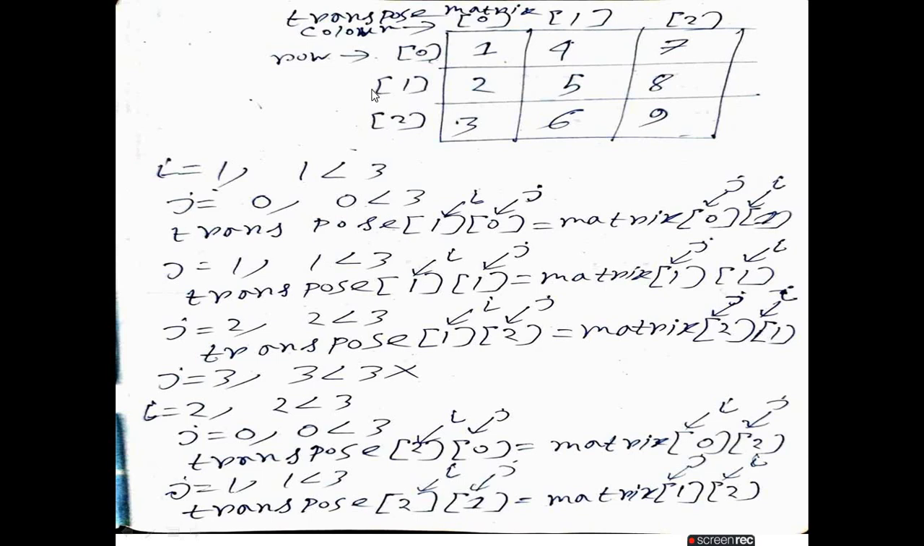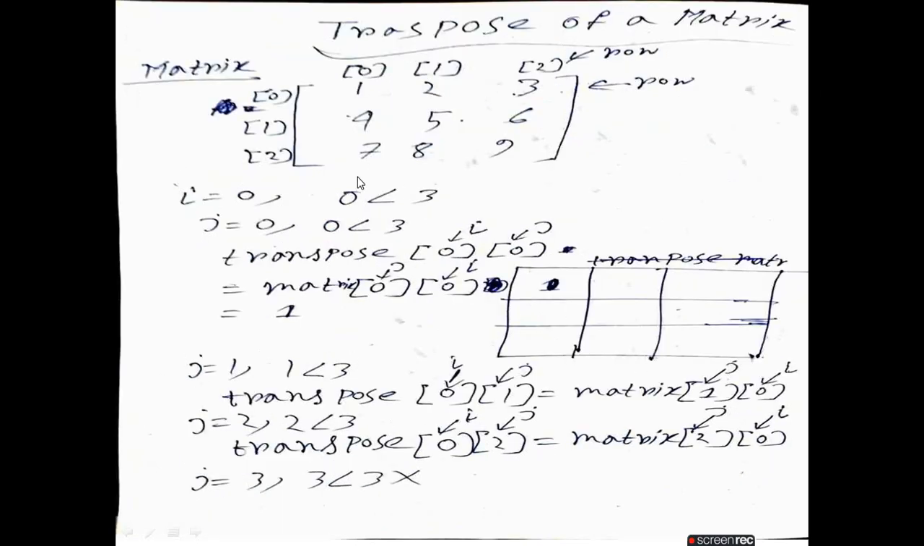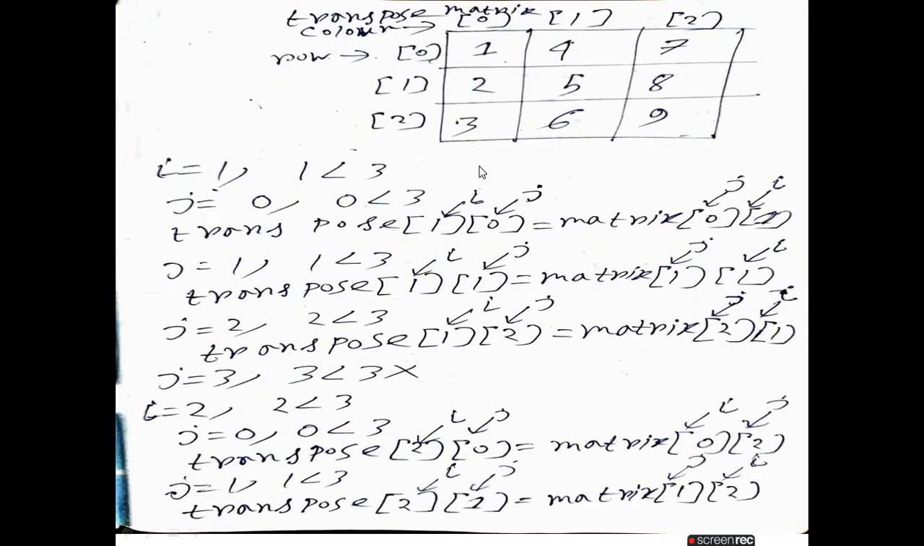That means what is the value of row 1, column 2? Successfully inserted with the value of matrix row 2, column 1. This value 8. So this 8 is successfully inserted on row 1, column 2. Again increment J. J becomes 3. 3 less than 3? Stop. So row 1 of the transpose matrix, all elements are successfully inserted. This is full. We go to the next row.